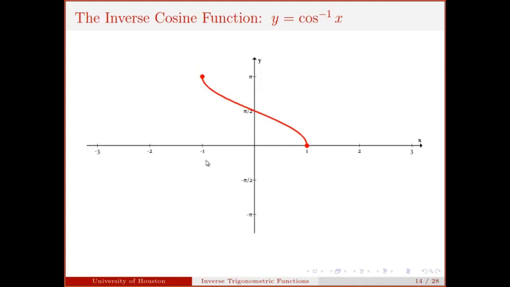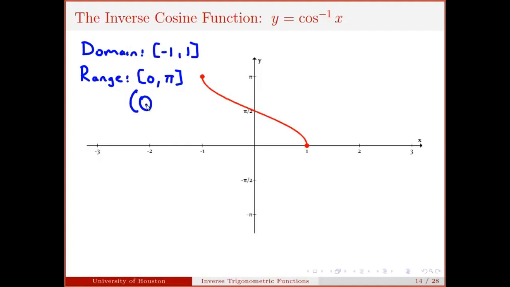Note that the domain of cosine inverse of x corresponds to the range of cosine x, which is the closed interval -1 to 1. On the other hand, the range of the cosine inverse function corresponds to the domain of the restricted cosine function, which was the closed interval 0 to pi. In other words, the range of cosine inverse corresponds to quadrants 1 and 2.